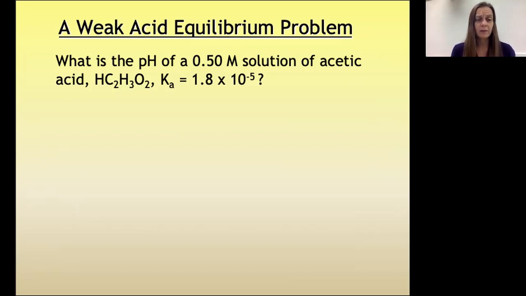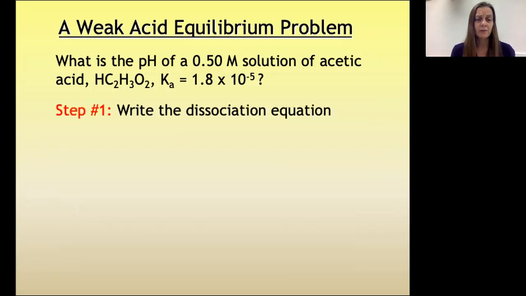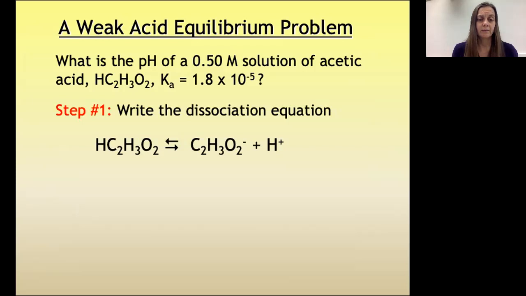As with any equilibrium problem, our first step is going to be to write the dissociation equation, or the equilibrium equation. So in this case, that's acetic acid dissociating into the acetate ion, there's your conjugate base, and the hydrogen ion, or the hydronium ion, there's your conjugate acid.